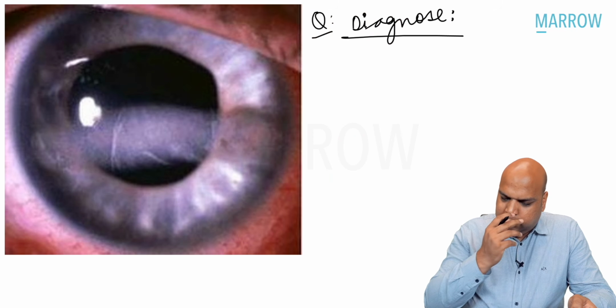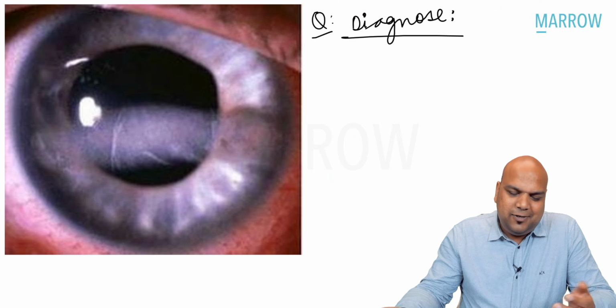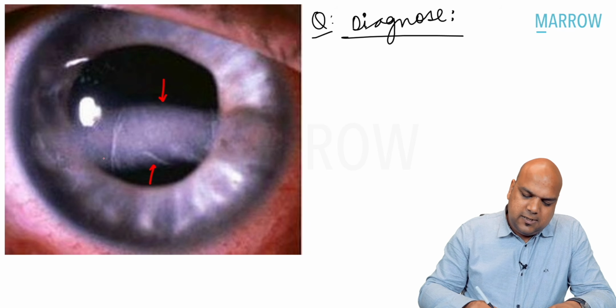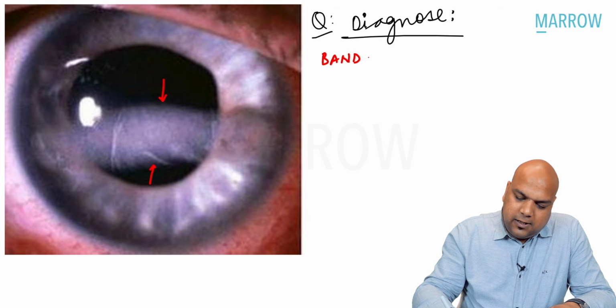Moving on to the next photograph. All right, simple question, diagnosis. Now, this is how I teach you. I know all of you probably know the answer, but still I'll ask you. This is what they're asking you. It's like a band, yes? So yes, the answer is band-shaped keratopathy.